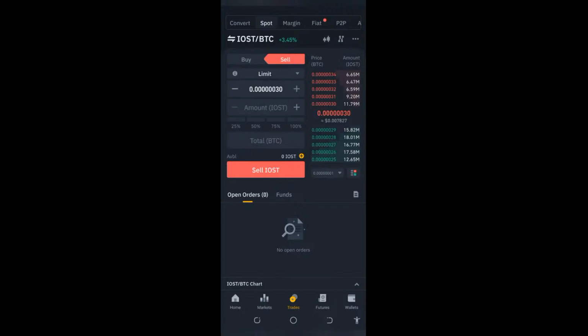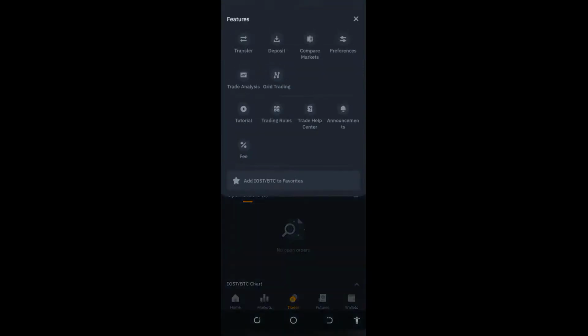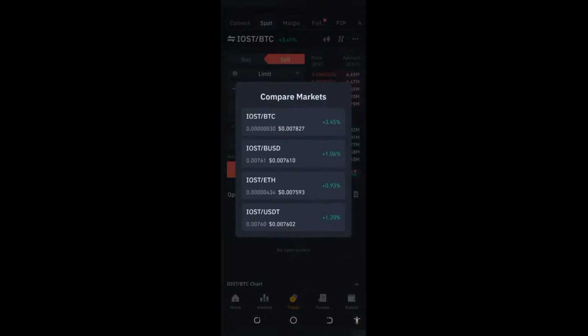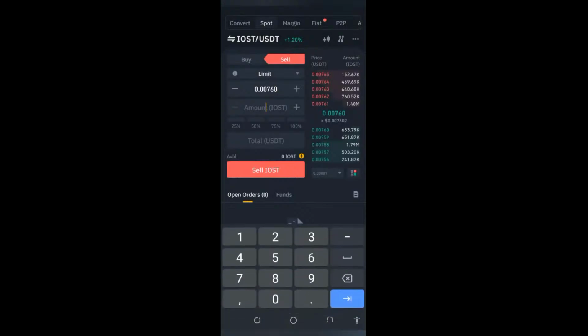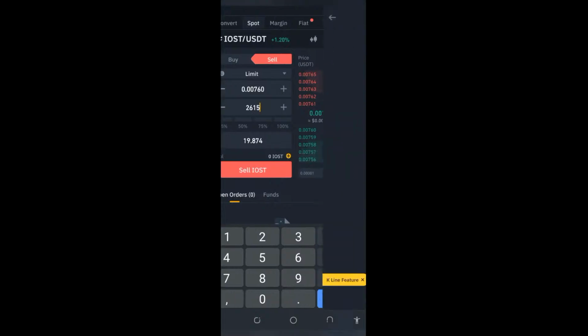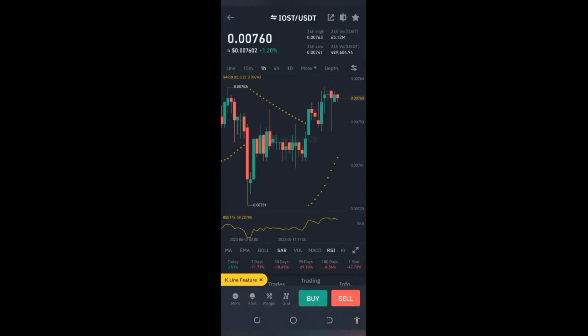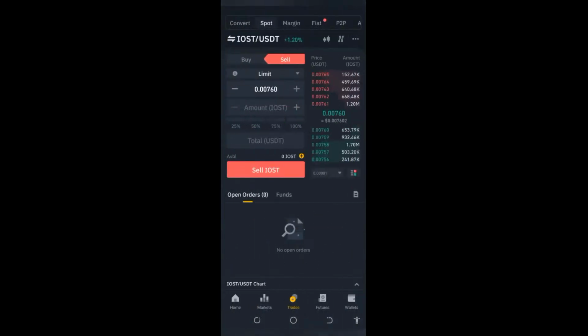If I go to IOST, let's check IOST USDT. If I check IOST USDT and then I put in the 2645, 2615, you can see this is at 18.87. This is going to be my option too, right? If I keep on checking it and it goes up, then I'll make profit. So either way, I'm still cool, okay? Do you understand this now? So it's still doable. So let's go ahead and try this out.